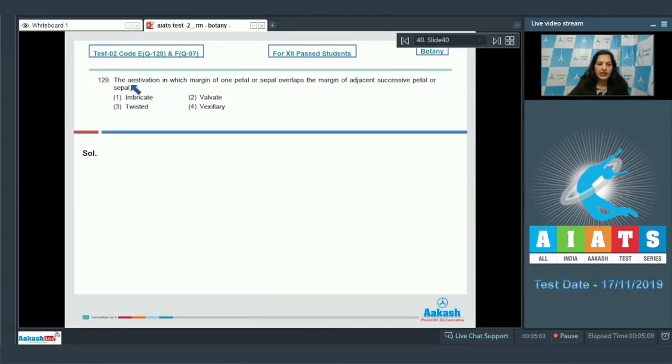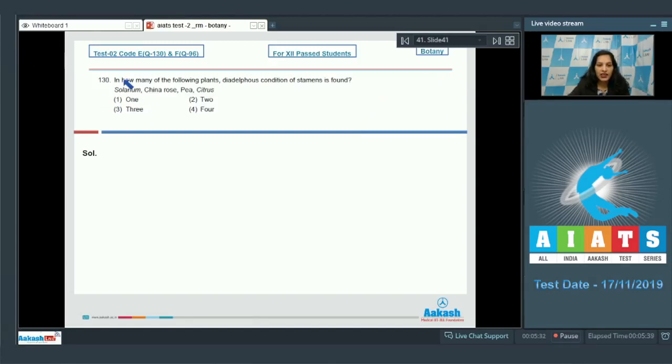Question number 129. The estivation in which margin of one petal or sepal overlaps the margin of adjacent successive petal or sepal is. It is called twisted estivation. So the correct option for the given question is option number 3. Let's move to the next question.